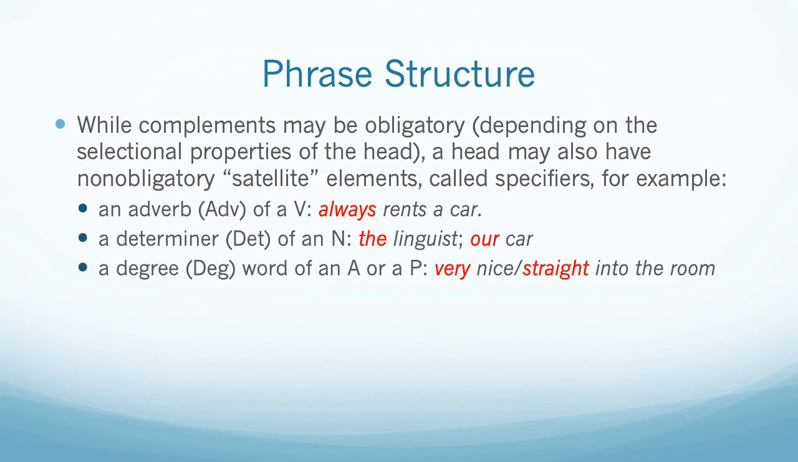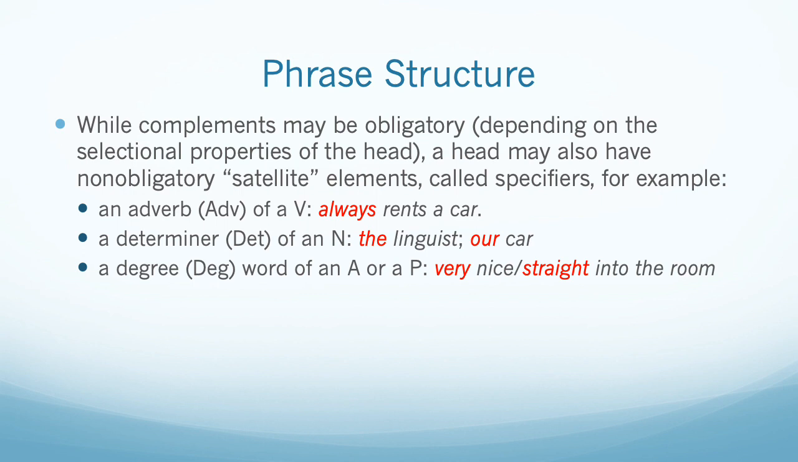So for example, the word always in always rents a car. We don't have to say always, we could just say she rents a car. Always, of course, adds more semantic information, but grammatically speaking, we don't have to have it, we can leave it out. Same thing with determiners of nouns.